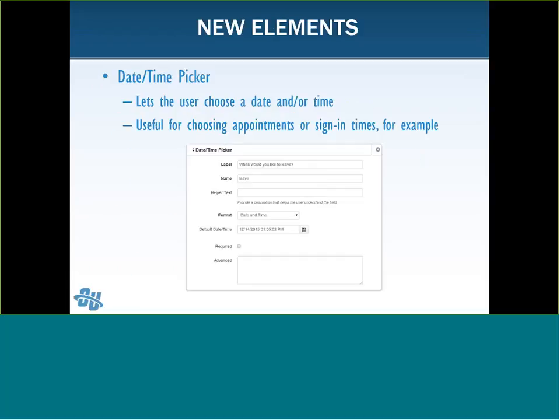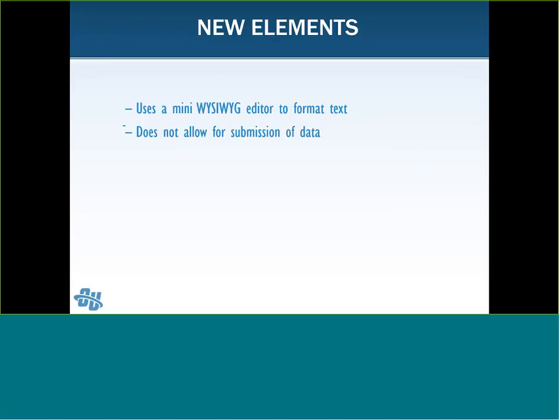With regards to the new elements, the first one is a date and time picker. It'll let the user choose either a date or a time or both at the same time. It's useful for choosing appointments or sign-in times, or if you're wanting to request a campus tour, you want to say, hey, I'm available for this day, something along those lines. So that's going to be pretty helpful there.